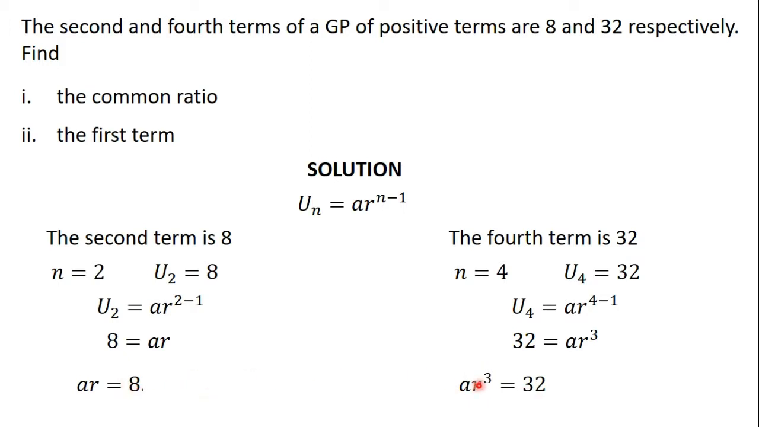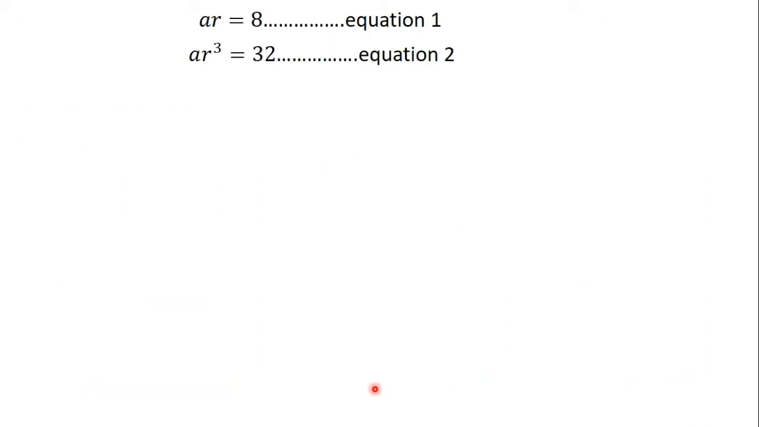So we have two equations here and two variables. I'll call the first one equation 1 and the second one equation 2. We have two equations, two variables, so we can solve these equations simultaneously. Once again, equation 1 is ar equal to 8, and equation 2 is ar^3 equal to 32. I want to eliminate a from these two equations.